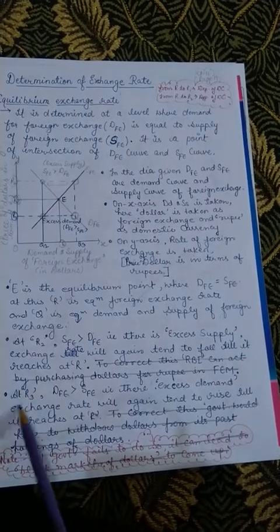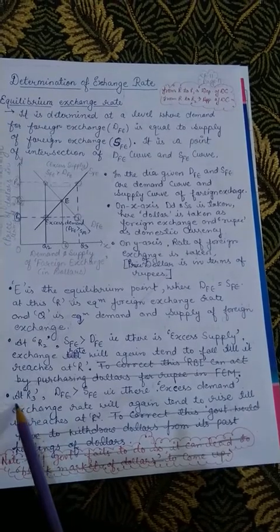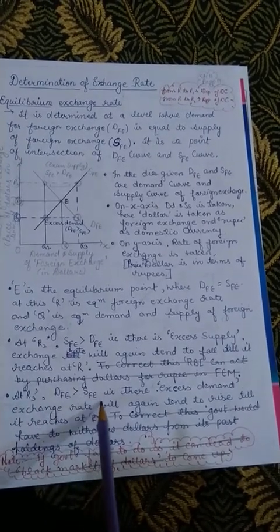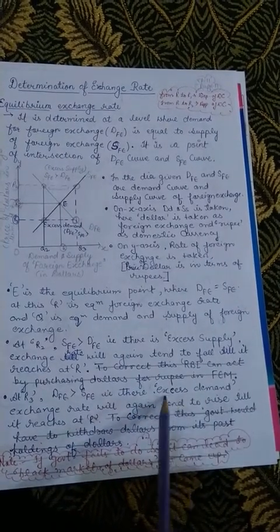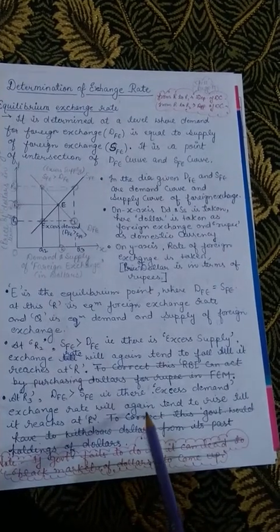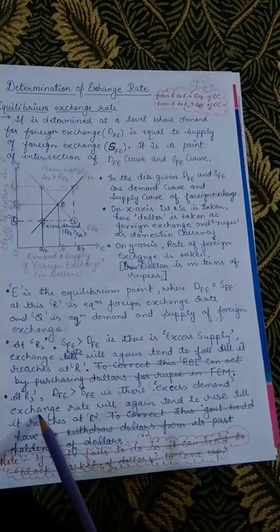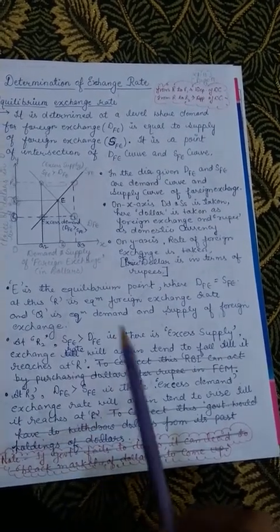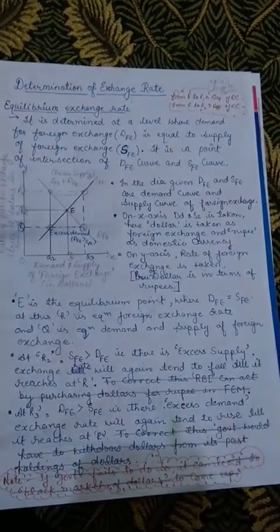Now here it is expressed what is happening at R3. At R3 your demand for foreign exchange is greater than supply for foreign exchange, which is showing you excess demand, and market forces tend to increase the exchange rate so that it reaches back to R again. These few lines have been written by mistake, so I have cut them down.